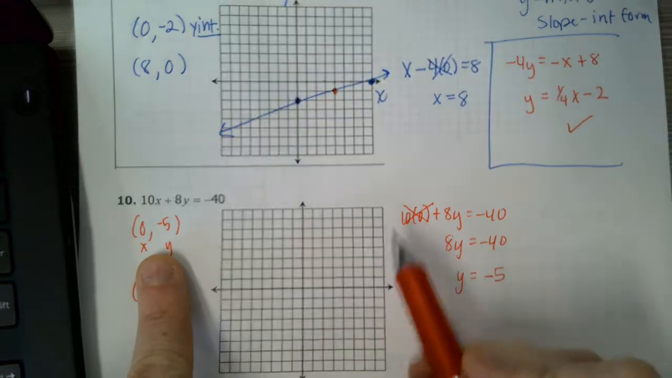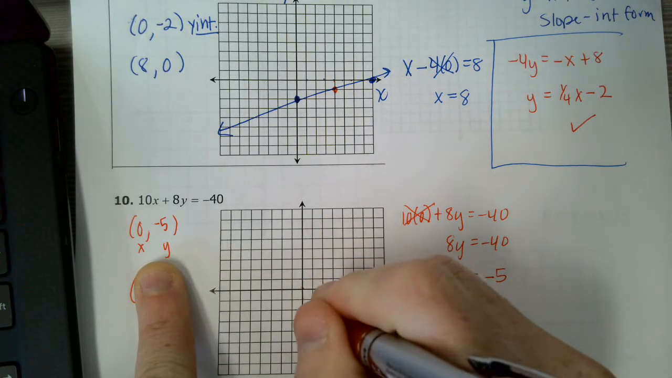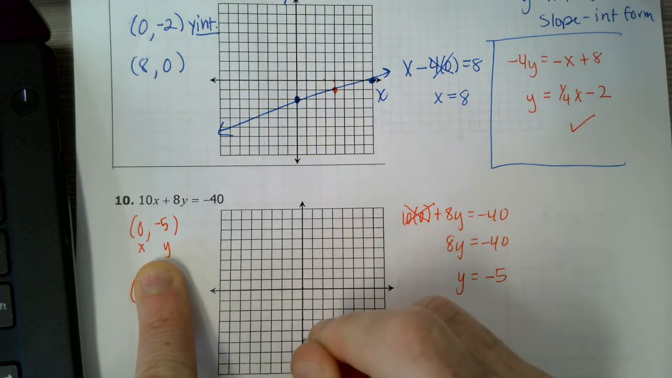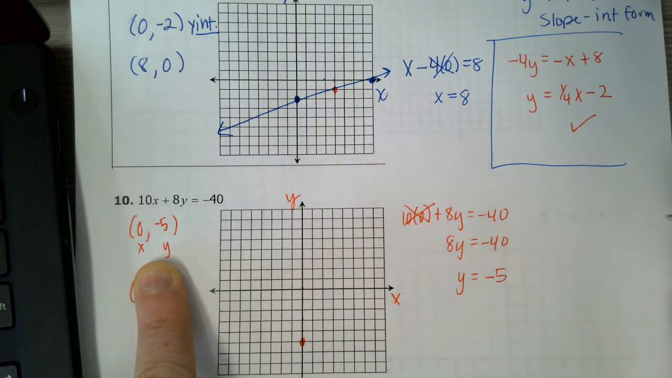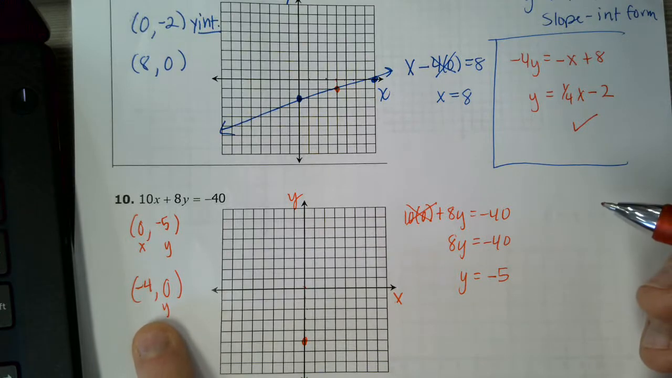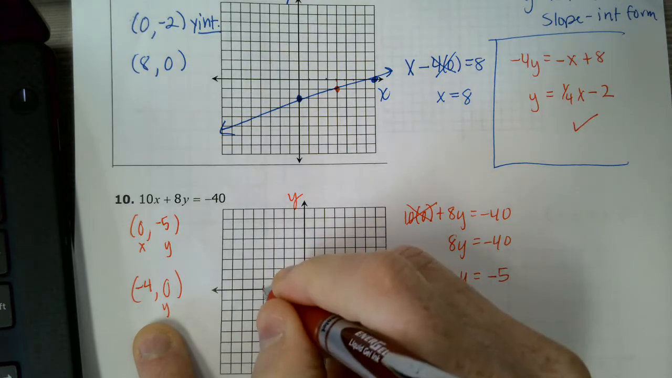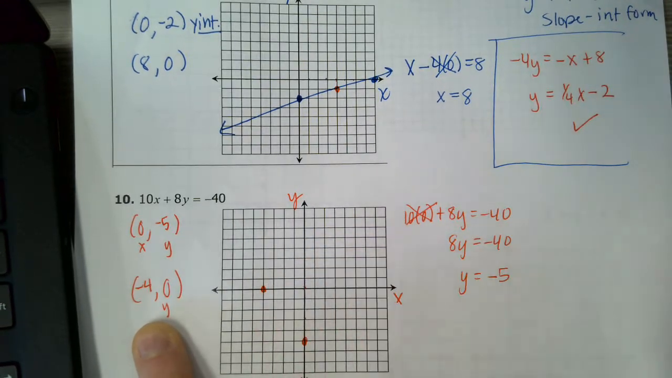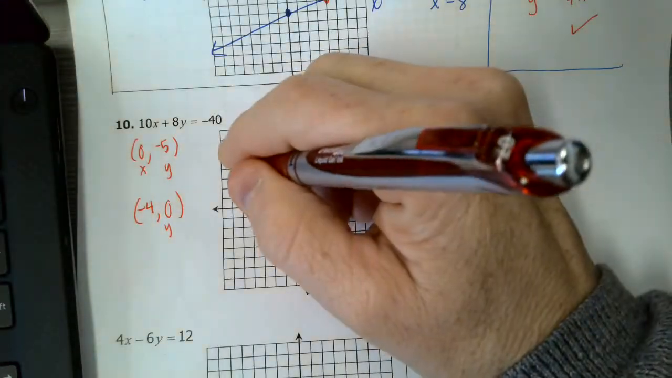So this is my y-intercept because the x is 0 back and forth, and I go down 5. 1, 2, 3, 4, 5. I'm going to label x and y in case you're confused. And for the x-intercept, I'm going to go left 4 and up and down none because it's an intercept. It has to touch the x-axis. And there's my line.